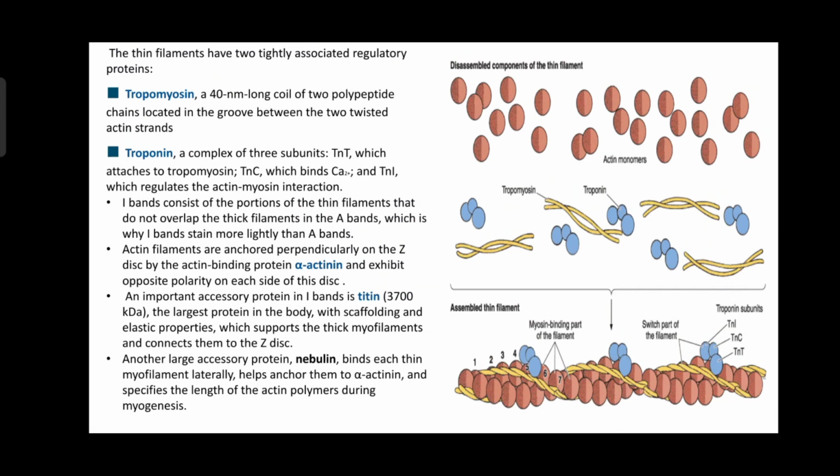Here it is given titin, and another large accessory protein, nebulin, binds each thin myofilament. Myofilaments are actin and myosin. A myofibril is basically the whole length of the cylindrical portion, which consists of sarcomeres.